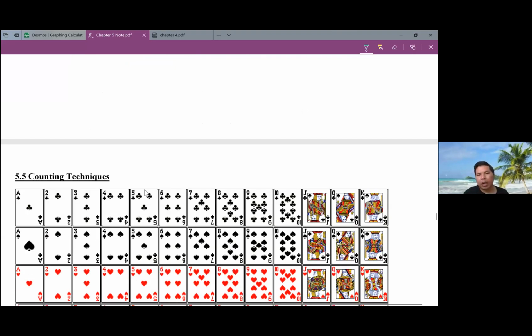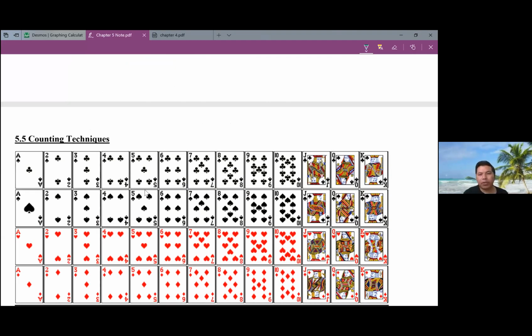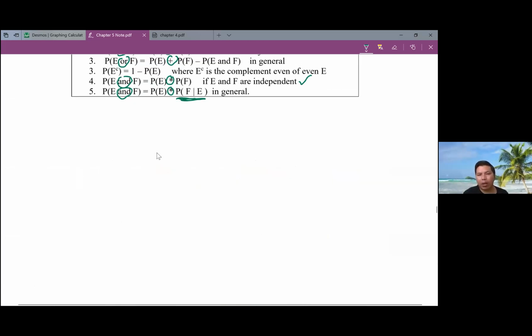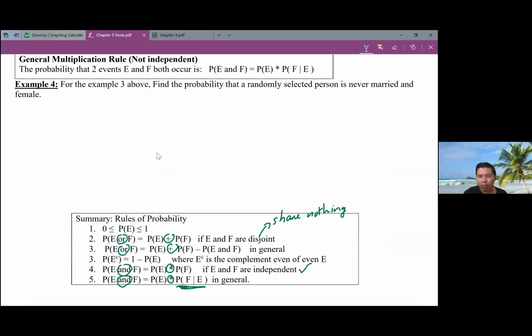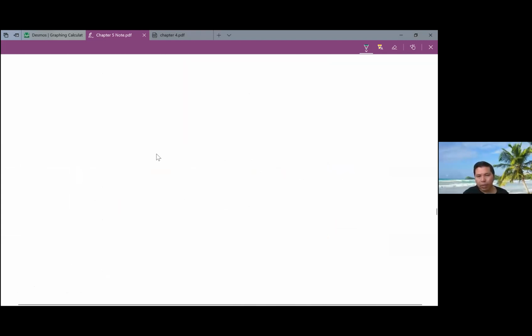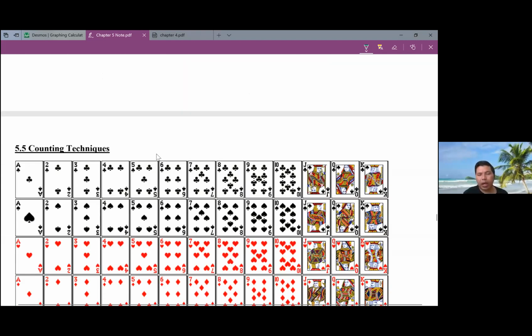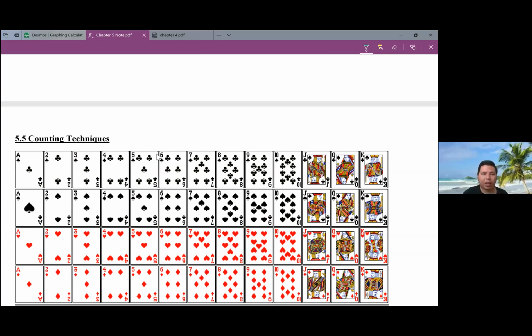Now, 5.5 and 5.6, we're looking at counting techniques, and also at how to find probabilities when more than one subject is selected. So far, we've just been selecting one subject at a time. Now we're going to say I can select 5 objects, or 6 objects. So how am I going to find the probability of those things?